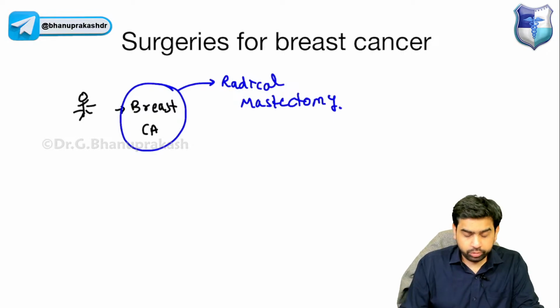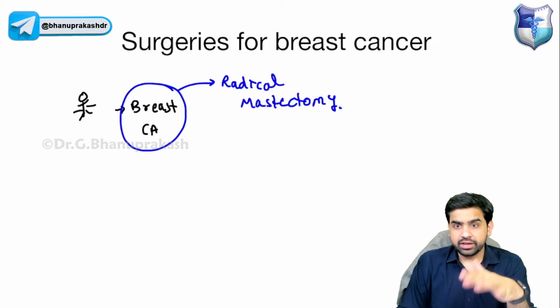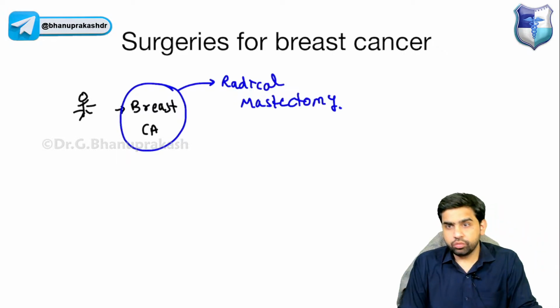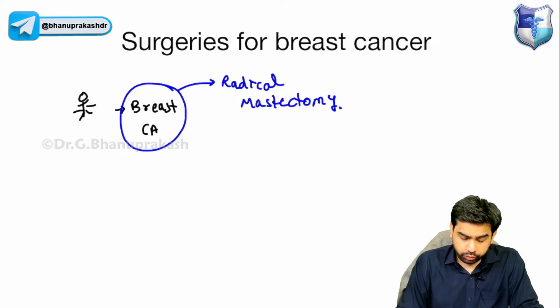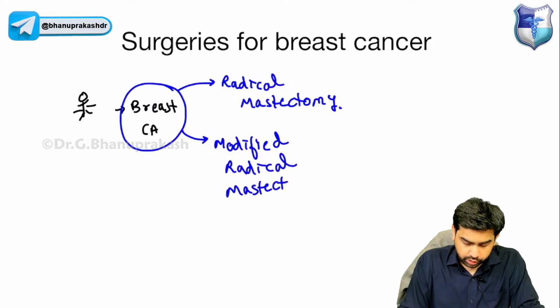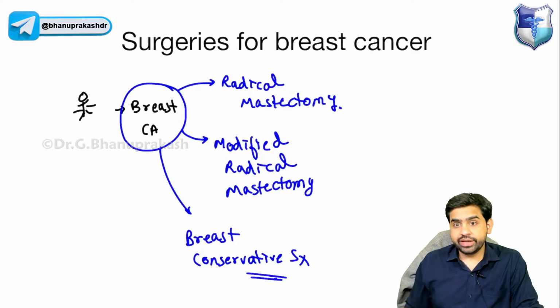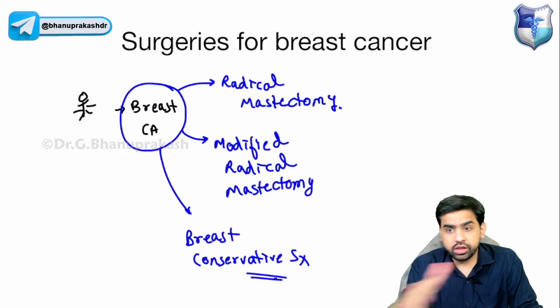Okay, that's fine. So what about the radical mastectomy? In this, you remove the skin, the breast tissue, and also the pectoralis major and minor as well. So that's a very radical surgery, and nowadays we do not perform that. What we perform nowadays is something called a modified radical mastectomy. And then you have something called breast conservative surgery. So these are the options we have whenever we are dealing with any patient of breast cancer.